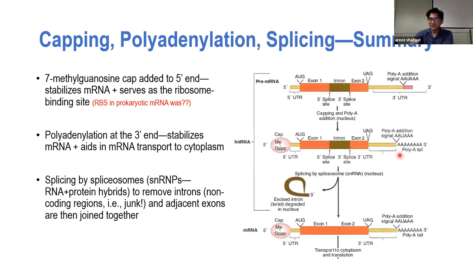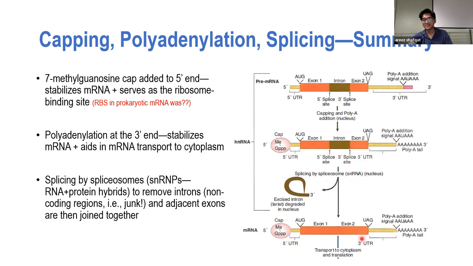Now we've dealt with the ends of the mRNA. The last step we'll go through is removing this intron here. There's a complex called a spliceosome. You remember we discussed snRNA, which is small nuclear RNA. It complexes to a protein, and that entire complex is called a spliceosome. This spliceosome can excise or remove this intron and join these two exons together.